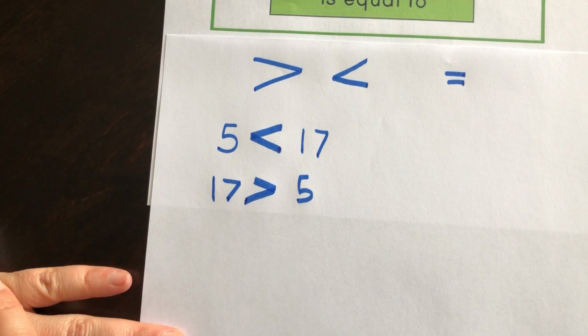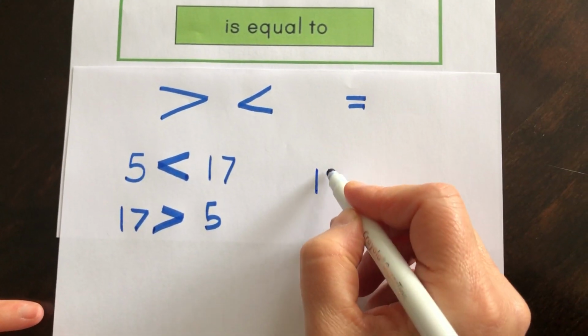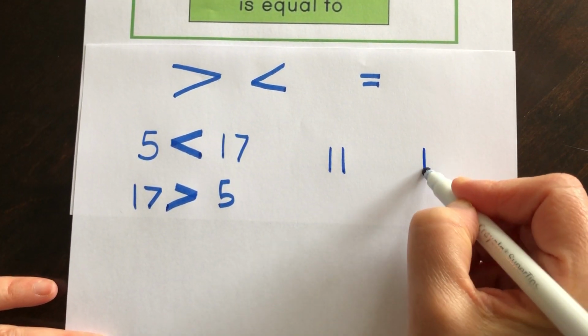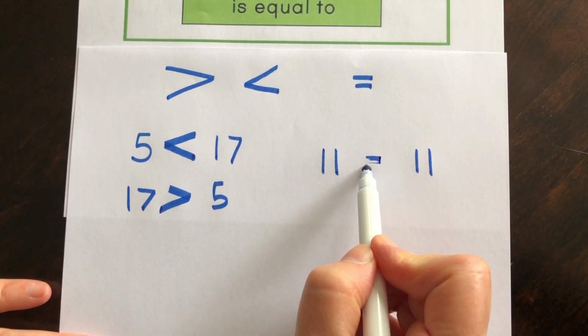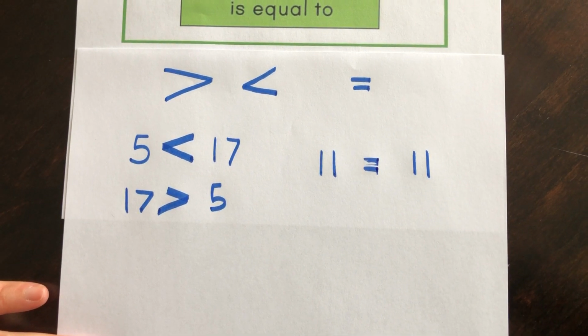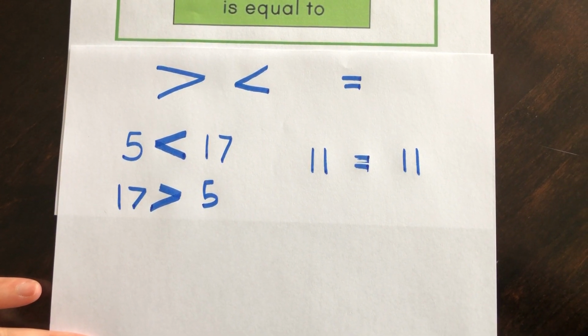And if I happen to have, say, 11 and 11, well then I would say 11 is equal to 11. They are the same value, okay?